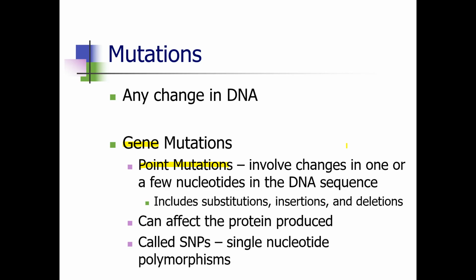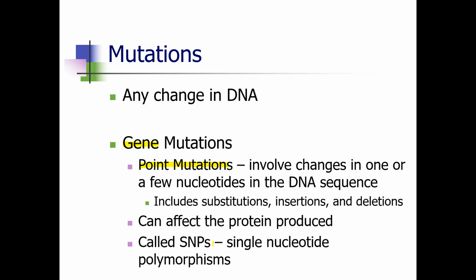Now what that does is that can affect the protein that's produced. And like I said, we're going to look at these in more detail when we get to protein synthesis. But these are what we call SNPs, single nucleotide polymorphisms. And most of our uniqueness and differences as humans is going to be in these slight variations in our nitrogen bases. Where I have a C, you might have a G.